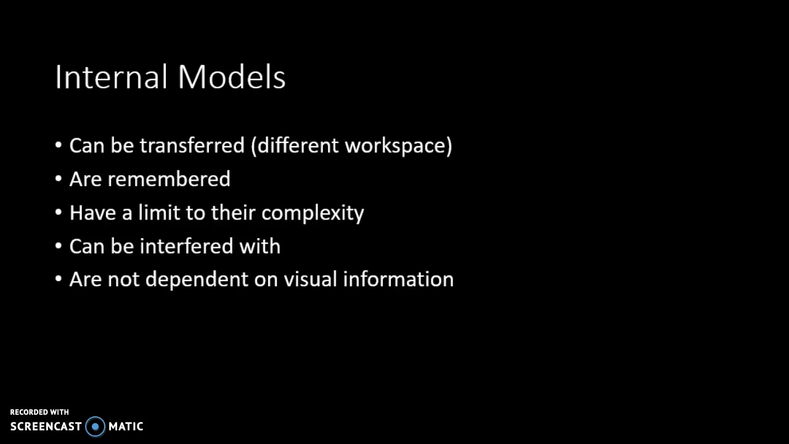Now these internal models, they can be transferred to different workspaces, different environments. They're remembered, have a limit to their complexity, obviously. They can be interfered with and usually aren't just dependent on visual information. So we'll look at some examples of some internal models that are feed forward or, as we mentioned, open loop, under open loop control, in which we're not using vision or anything.